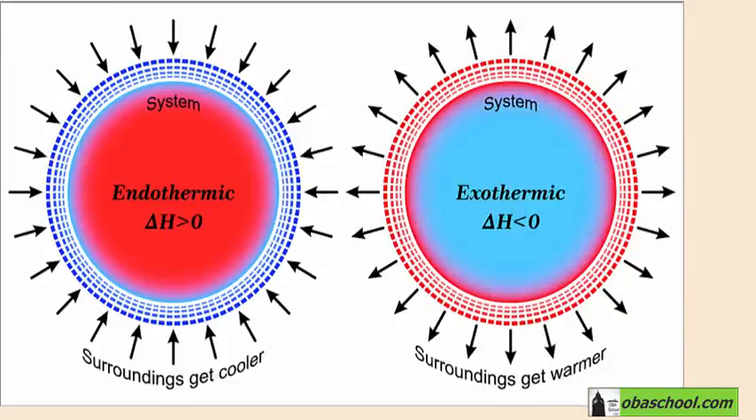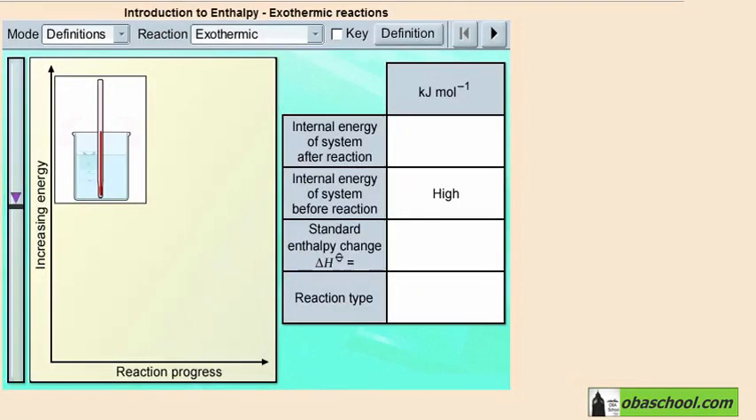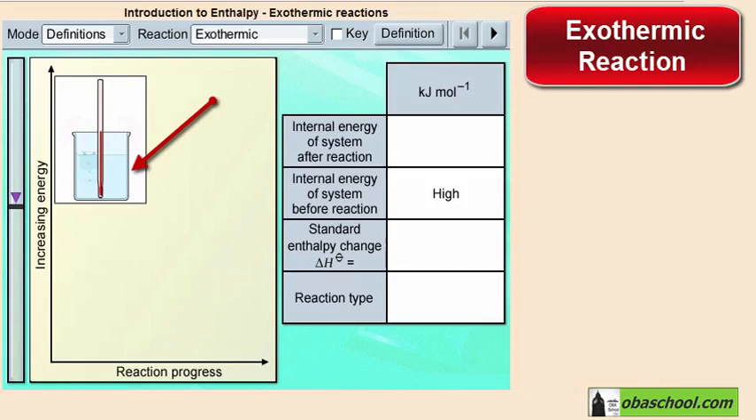In this animation, we will consider the enthalpy changes and temperature changes associated with exothermic and endothermic reactions. So we will start with an exothermic reaction. In this beaker, an exothermic chemical reaction will take place between two colorless liquids inside the beaker. So these are the reactants. Let's watch what will happen to the thermometer in the beaker.